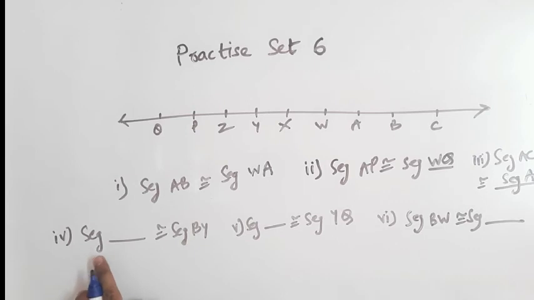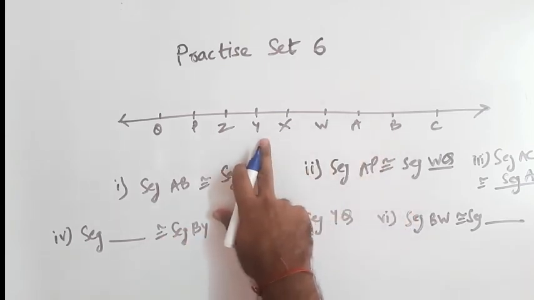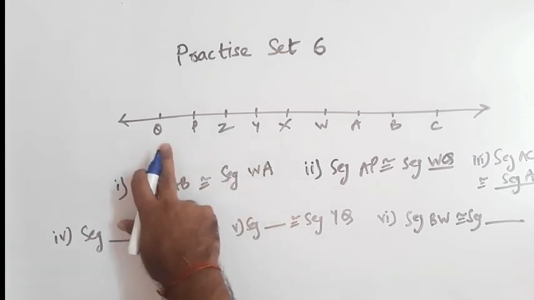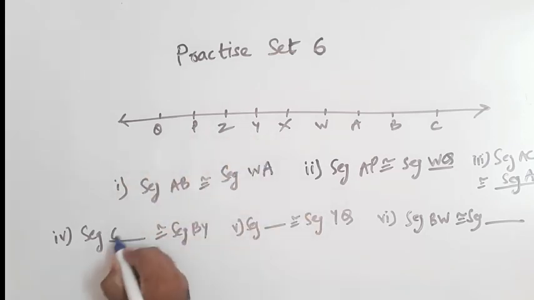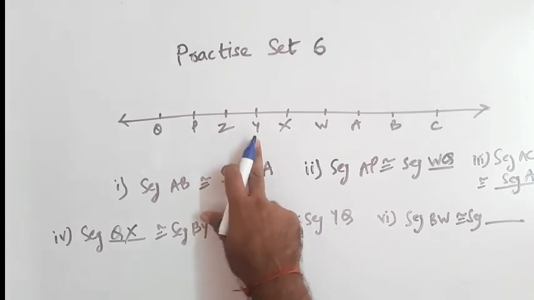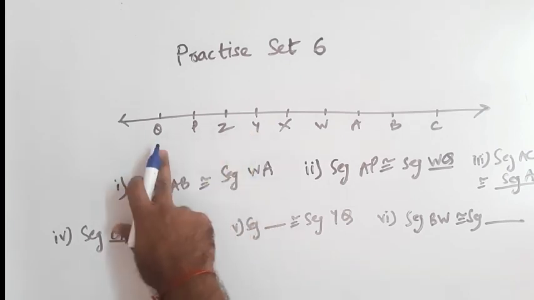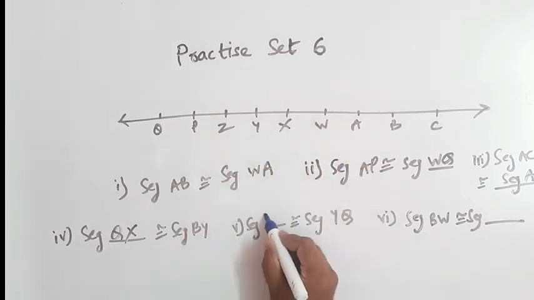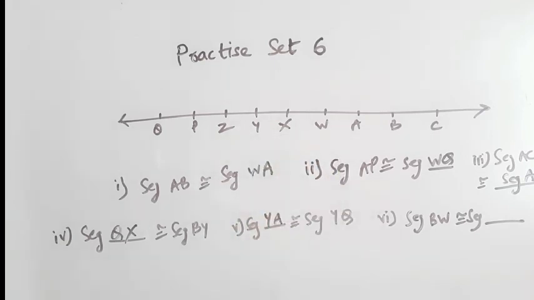Now seg dash will be congruent to seg BY. Just see how many points are in between, 1 2 3. So if I take this Q, 1 2 3, I can write QX. Then seg YQ: you can see 2 points are there in between, so for seg YQ I can write YA. Yes, YA I can write here, also 2 points in between.